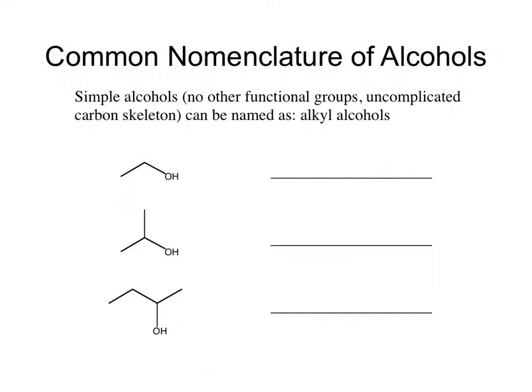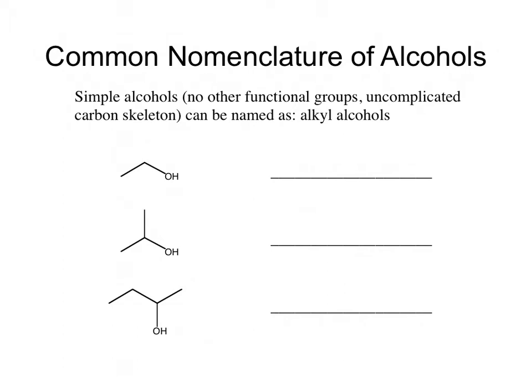Alcohols are compounds containing an OH functional group. They can be named either as simple alcohols, which would be used for an alkyl group that doesn't have other functional groups in it or doesn't have complex branching. If things get more complicated, then you have to go to the IUPAC system. IUPAC will work for everything.